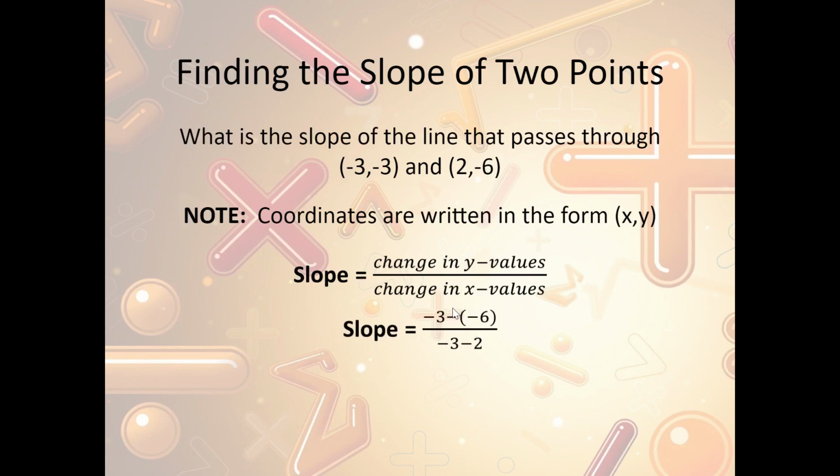And when I simplify, this really becomes plus a positive. So -3 plus 6 is 3, and -3 minus 2 is -5. So it's 3 over -5, which is just -3/5.